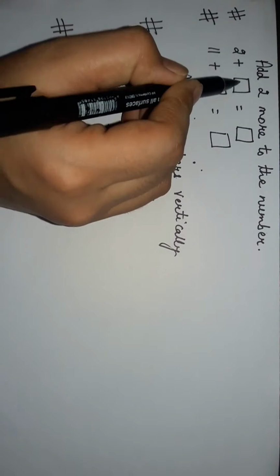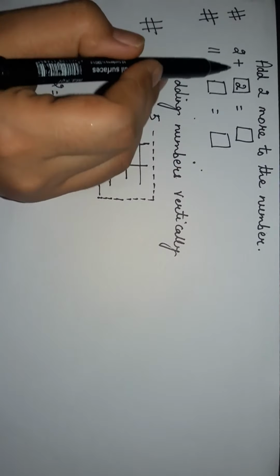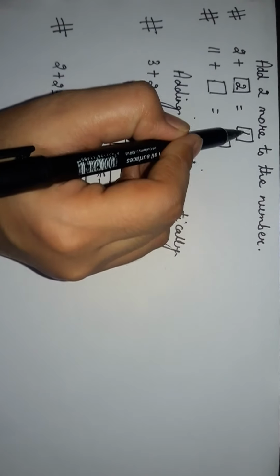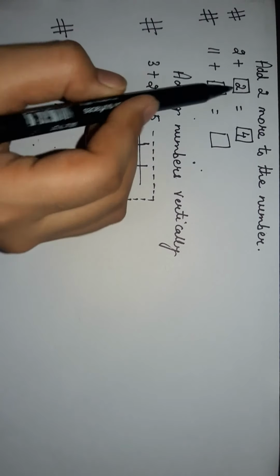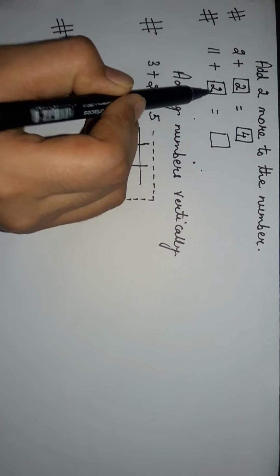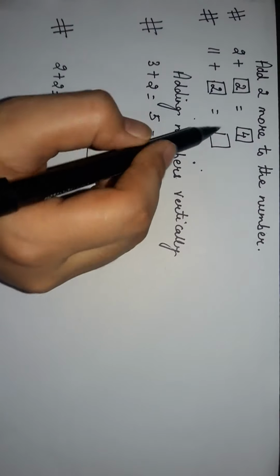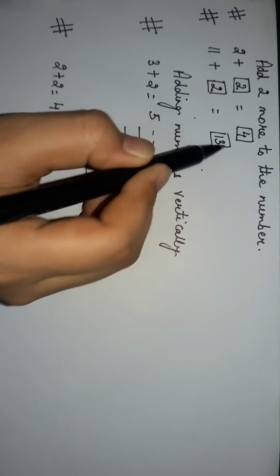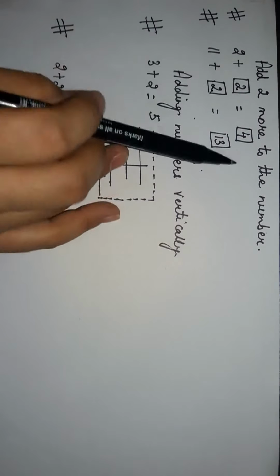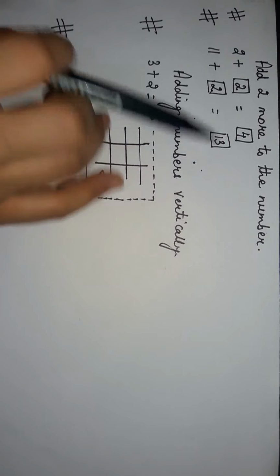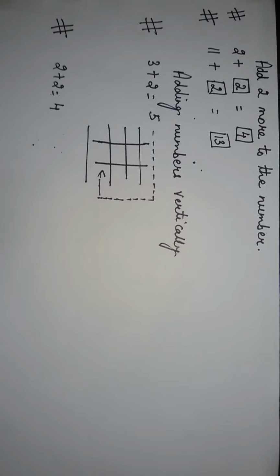So add 2 more means add 2 to 2, so we'll get the sum: 2 plus 2 equals 4. Again here it is written 11, and I'll add 2 to 11. We get 11 plus 2 equals 13. So you just need to add 2 to every number to get the sum.